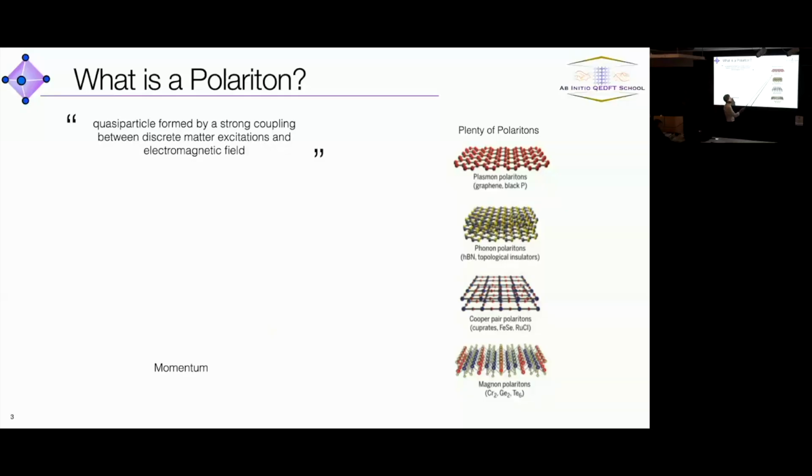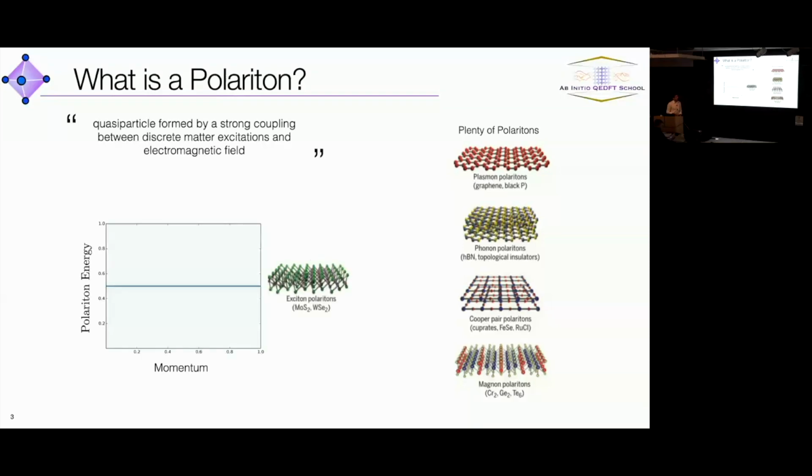For example, you can have polaritons which are a mixture of plasmons and electromagnetic field. You can have polaritons which are a mixture of phonons and electromagnetic field. You can have polaritons between electromagnetic fields and Cooper pairs. So even the Cooper pairs in your superconductor can form polaritons. You can have magnetic polaritons, so magnon polaritons, and so on and so forth. And the whole idea of polaritonic physics, at least in excited states, is the following.